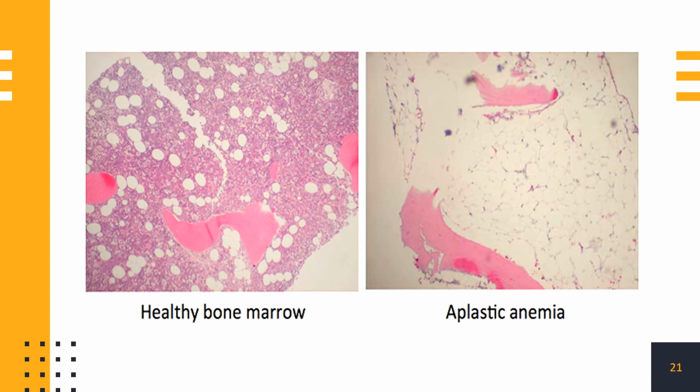Here is a picture comparing a healthy bone marrow versus one that has aplastic anemia. The bone marrow in aplastic anemia is described as a hypocellular bone marrow.